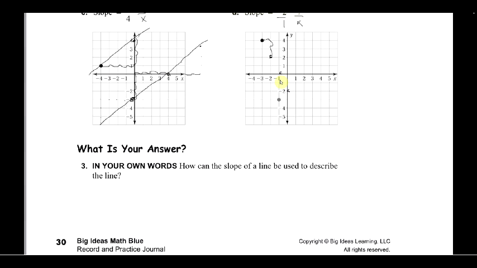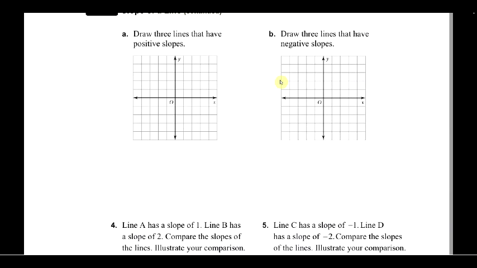So in your own words, how can the slope of a line be used to describe a line? Say something like it shows its steepness. The bigger the number, the steeper the line. Positive means it goes up, negative means it goes down. So explain it in your words.